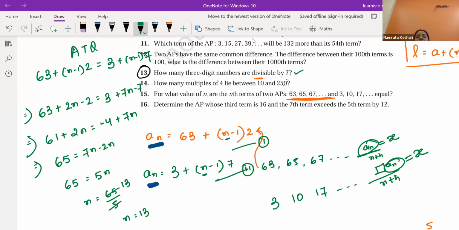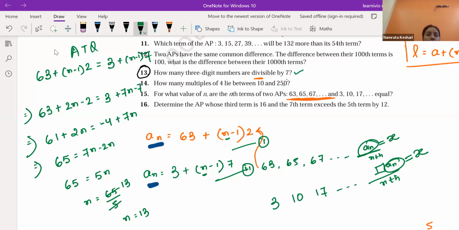Getting it? Yes, ma'am. How can it be equal? Of course it can be equal, because in the first AP you can see the common difference is just 2. 2 or 3? Yeah, just 2. And in the next AP, the common difference is 7. So in the first AP, 2 more, then again 2 more, then again 2 more, and in the next AP, 7. The next number is at a gap of 7.